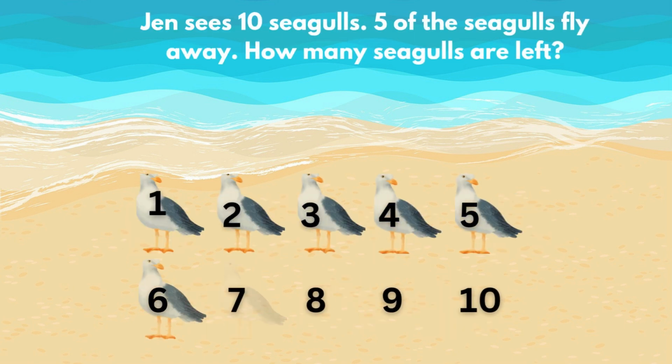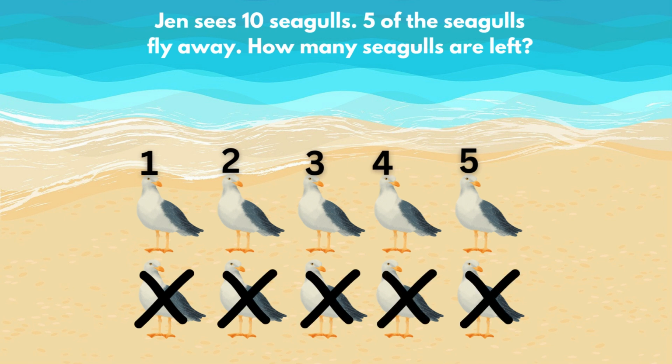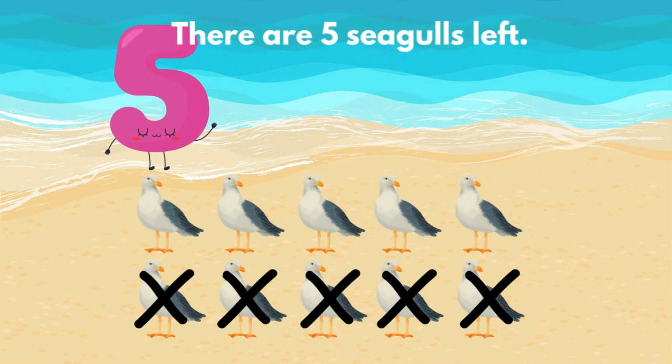Jen sees 10 seagulls. 5 of the seagulls fly away. How many seagulls are left? There are 5 seagulls left.